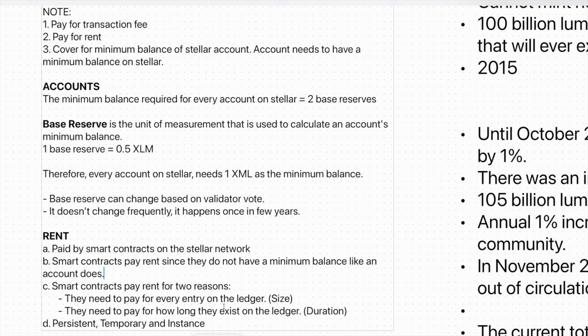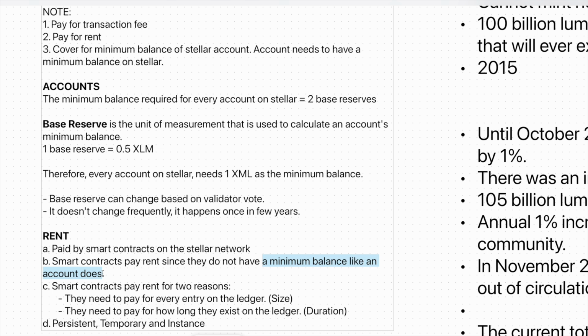So the first thing about this is that the smart contract has to pay rent, since it does not have a minimum balance like an account does. So that's the first thing to note. We are still coming to why this is. We understand that smart contracts don't have a minimum balance or a base reserve like an account, so they need to pay rent.